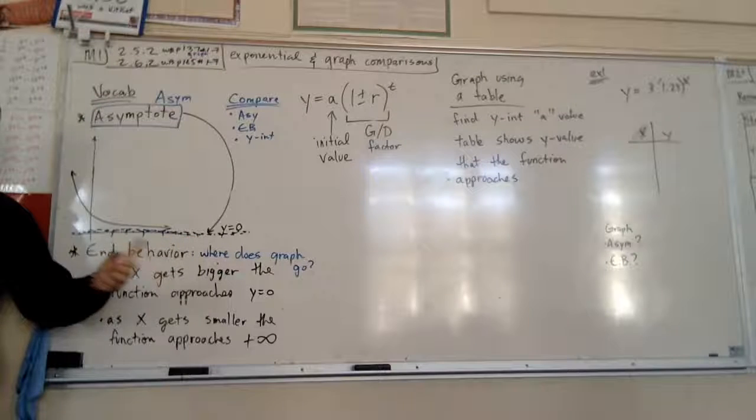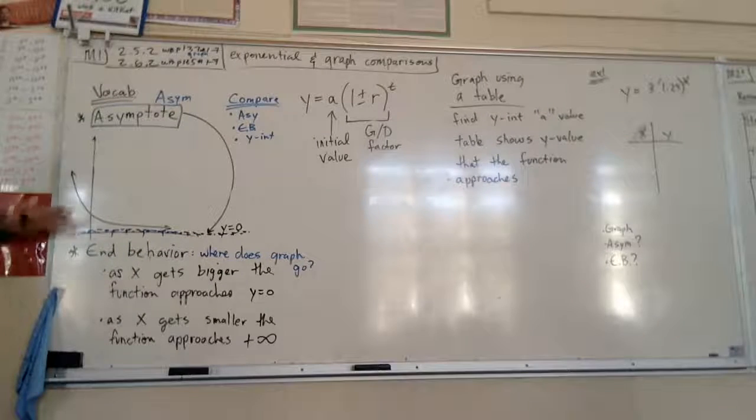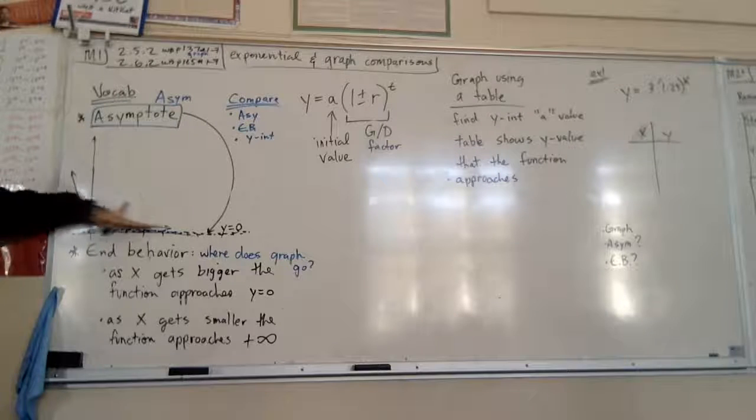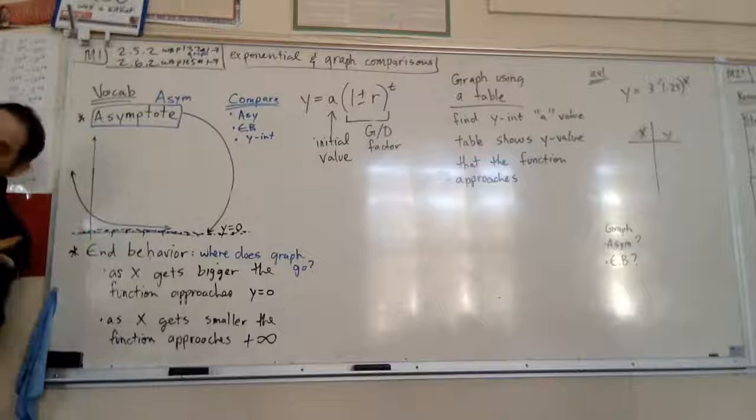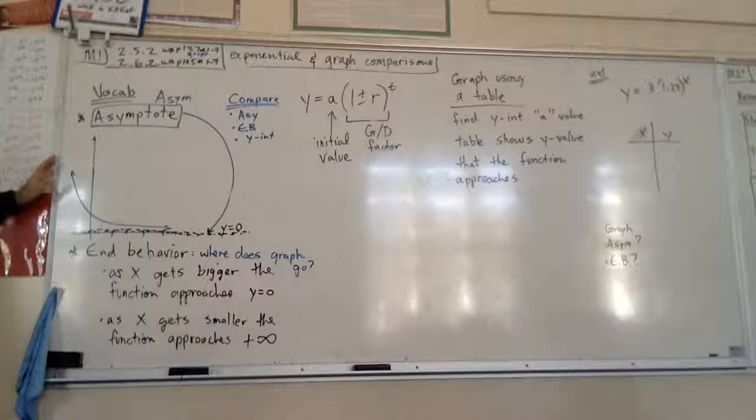The asymptote is one of the features that helps us see where the function is. So I look here, the asymptote is y equals 0. That's where this function is kind of leveling out but never touching it. It's really strange. Abstractly, it never touches it.